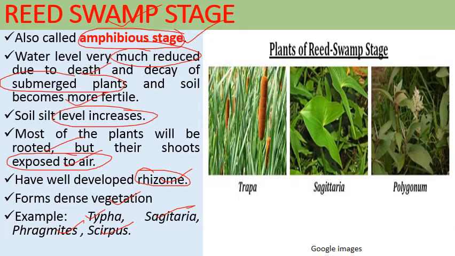So plants of reed swamp stage like Trapa, Sagittaria and Polygonum. So these are some examples which are found in this stage of succession in the pond ecosystem.